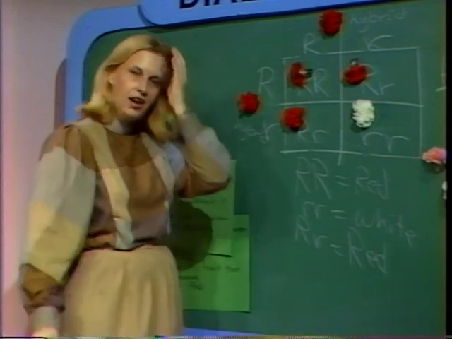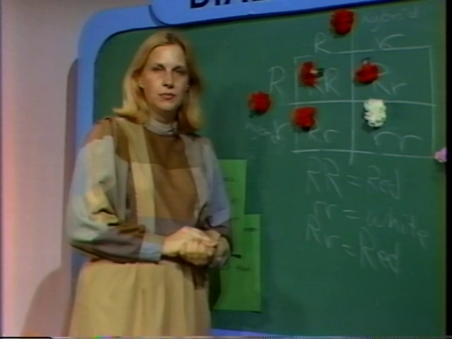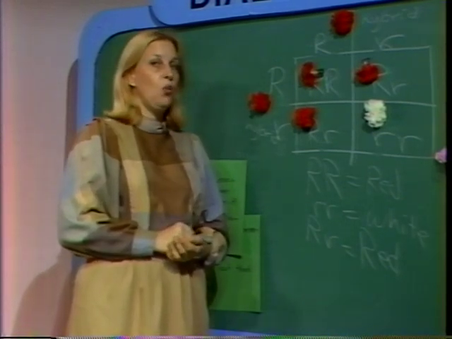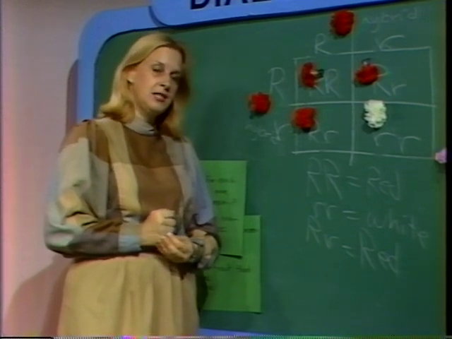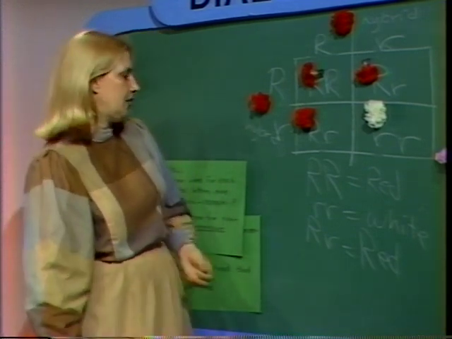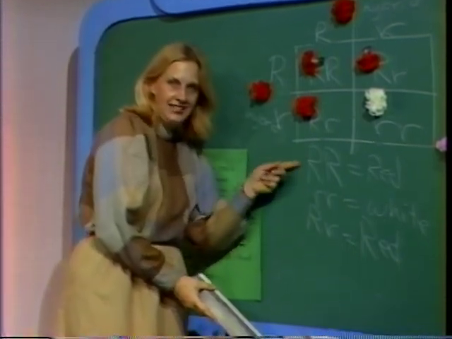Okay? Okay. All right, now, sometimes instead of having complete dominance, where one color is dominant over another, we have incomplete dominance. That means that the colors blend together. Now, let me tell you what happens. We have to change our rule. Let's look down here at our rule, okay?